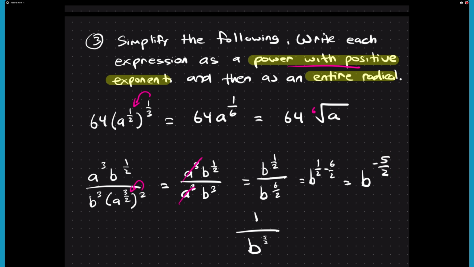That looks better. Okay, now we need to represent this in radical form, so that is going to equal 1 over, we're going to root b, and we've got a 2, which would go up front, and a 5, which would go on the b, but again, we don't need to write the 2 there because we just assume if there is nothing there that it is a square root. So the answer in radical form would be 1 over the square root of b raised to the power of 5.